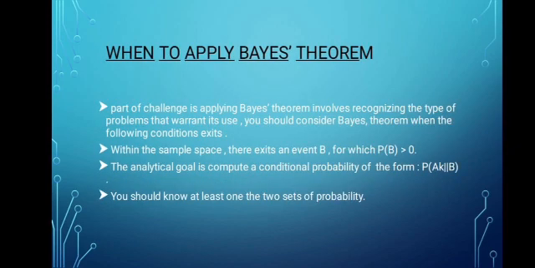We will see when to apply Bayes theorem. Part of the challenge in applying Bayes theorem involves recognizing the type of problem that warrants its use. You should consider Bayes theorem when the following conditions exist. Within the sample space, there exists an event B for which P of B is greater than 0. The analytical goal is to compute a conditional probability of the form P of A given B. You should know at least one of the two sets of probabilities.